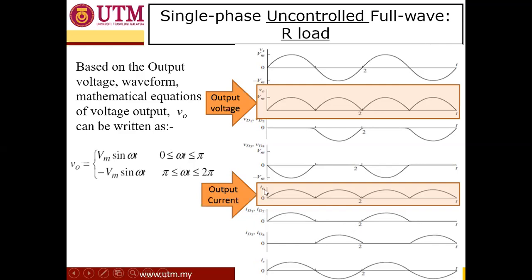So the I out is actually the summation of all the current going through all the diodes. So I out is actually the summation of these two waveforms. And the I source, as you can see here, is a pure sinusoidal, which is in phase with the voltage input.